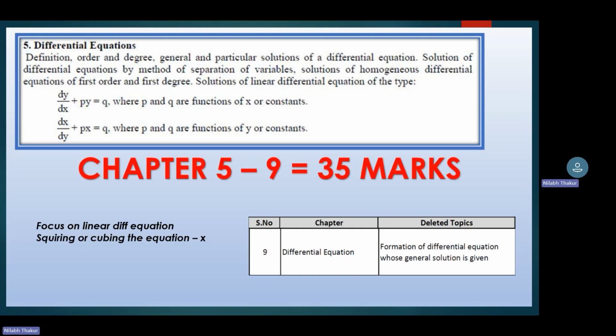Sometimes a question based on a definition will be asked. So do read the definition of the homogeneous function in the differential equation, because last year the definition of the homogeneous function was given and a question was asked. So do read the definition. No question on the radical type, where you need to square or cube, will be asked. So read the definition of the homogeneous function.